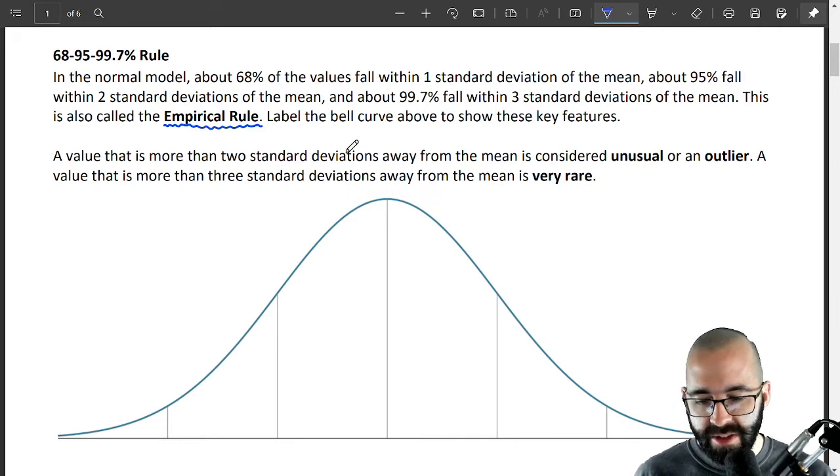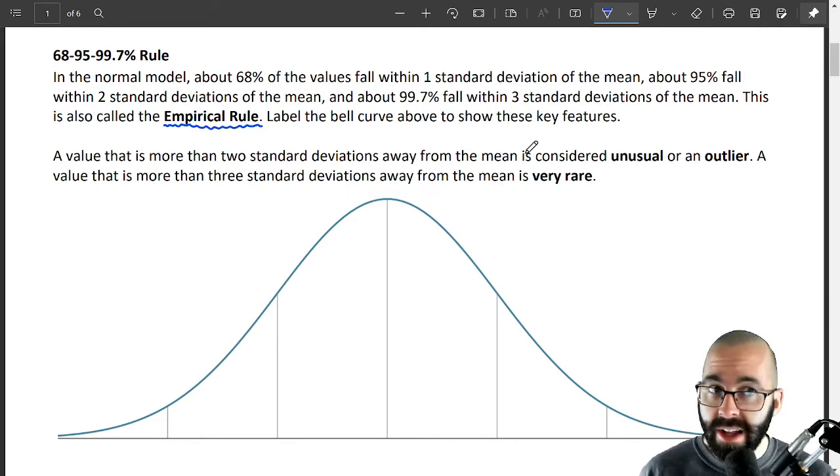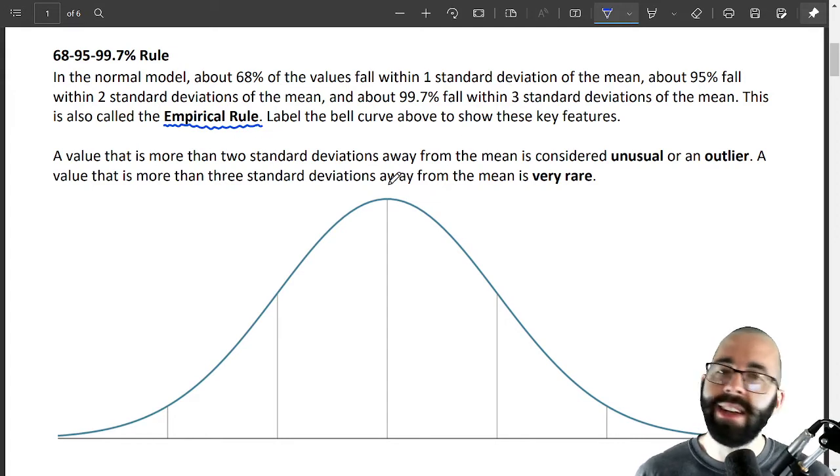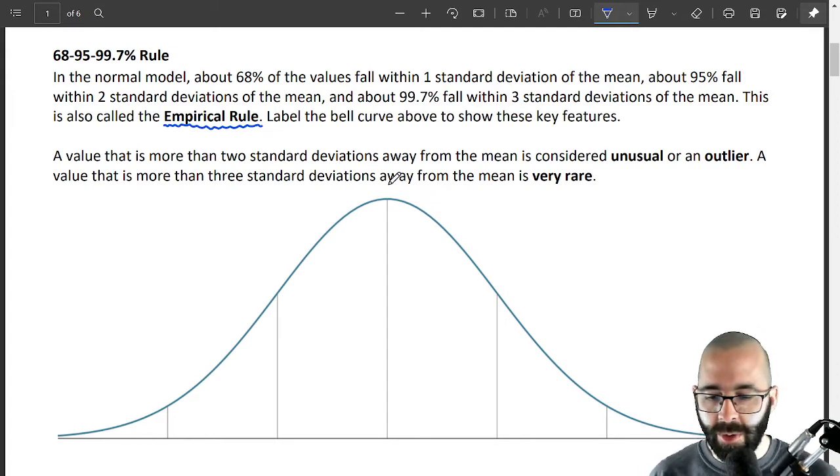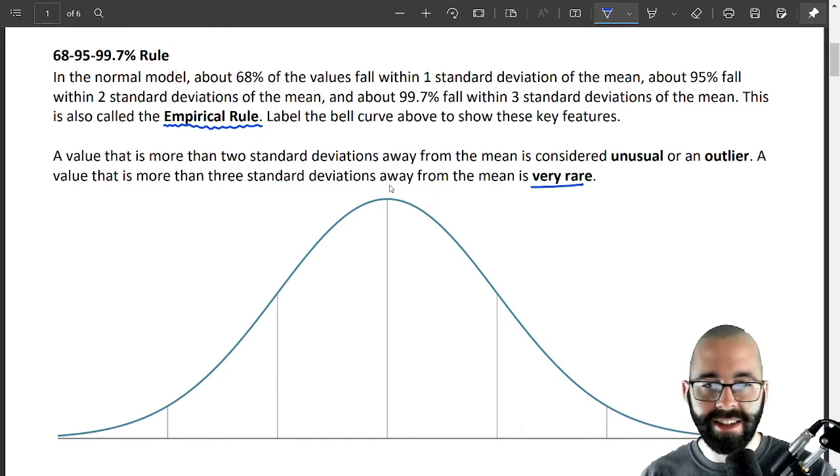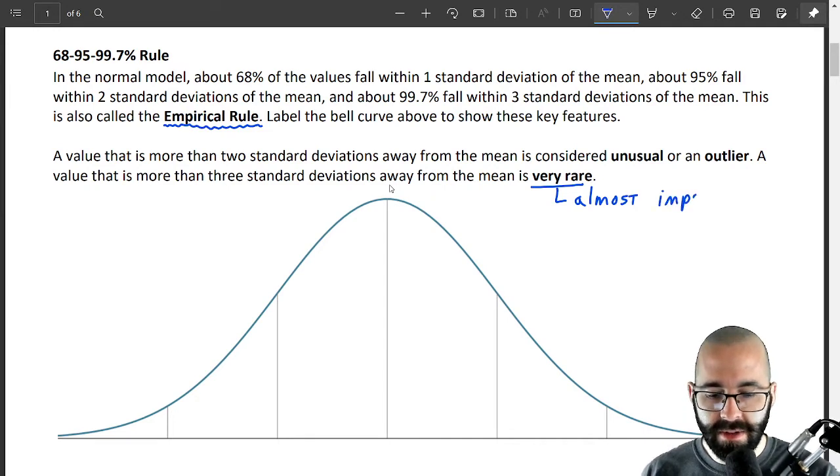A value that's more than 2 standard deviations away from the mean is considered unusual, or an outlier maybe. If it's more than 3 standard deviations from the mean, it's very rare, so rare that it's almost impossible. The keyword is almost. It's almost impossible.